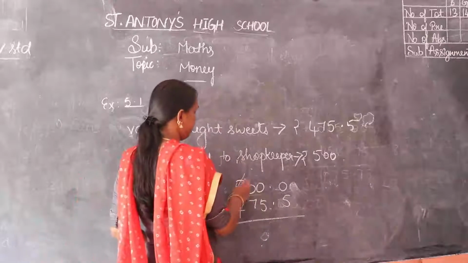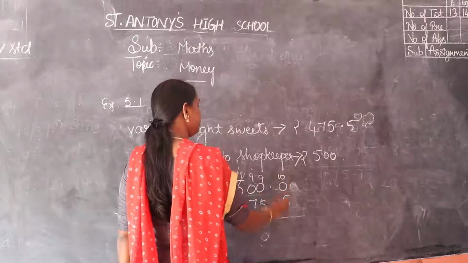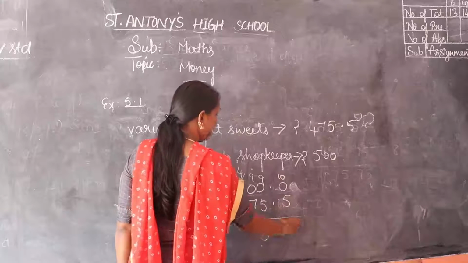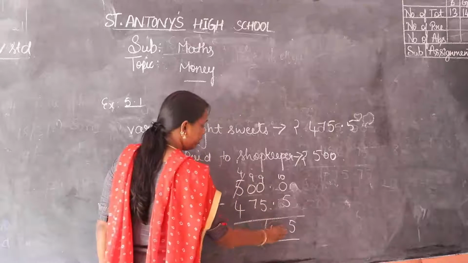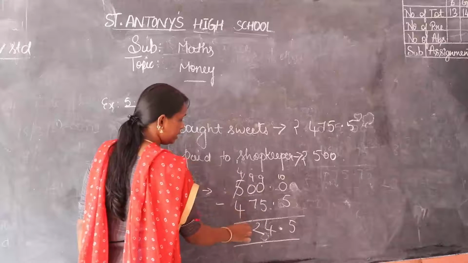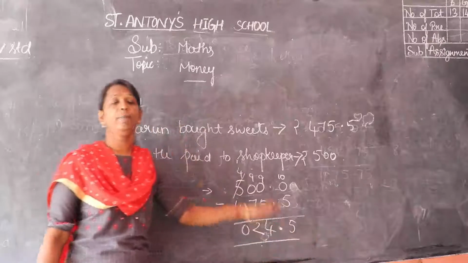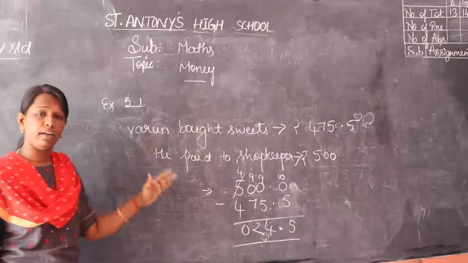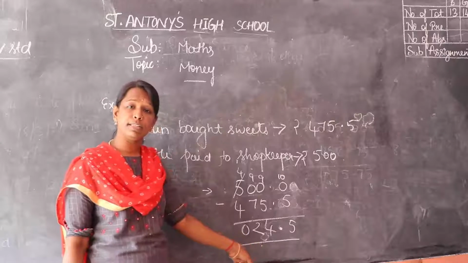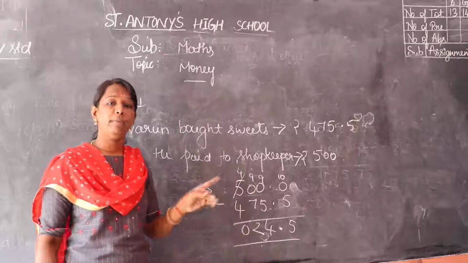That is 5. This 5 becomes 4. These numbers become 9, because they are given the number 10 to the unit place. Here 10. 10 minus 5 becomes 5. 9 minus 5 becomes 4. Write down the point. 9 minus 7, 2. 4 minus 4, 0. Answer is how much? Rupees 24.95. The shopkeeper should return back to whom? Varun. The change returned to Varun is rupees 24.95.